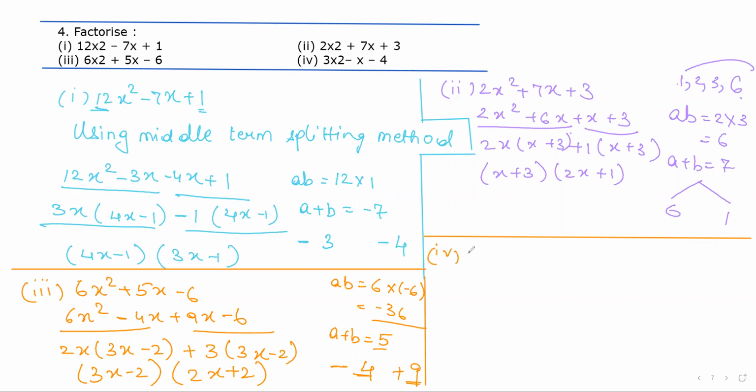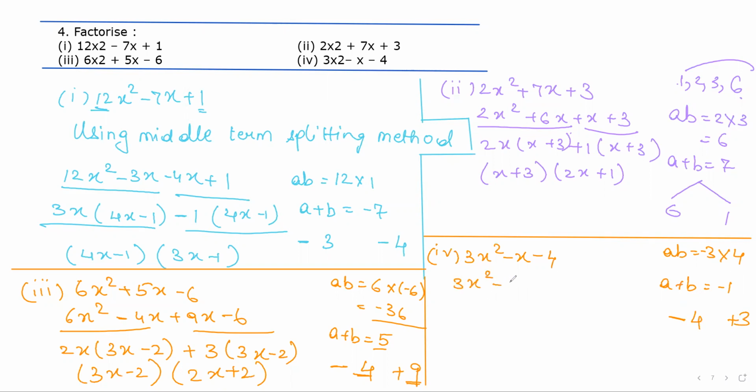Fourth, 3x squared minus x minus 4. So here ab is equal to 3 into minus 4, which is minus 12. And a plus b is equal to minus 1, so a plus b is negative and the product is also negative. So you will have one negative and one positive, with the greater value negative and the smaller value positive. The difference should be 1, so 3 and 4. The greater value has to be negative and the smaller has to be positive.